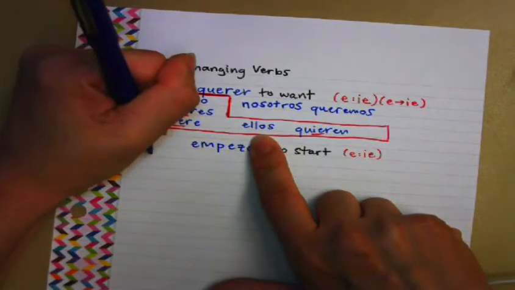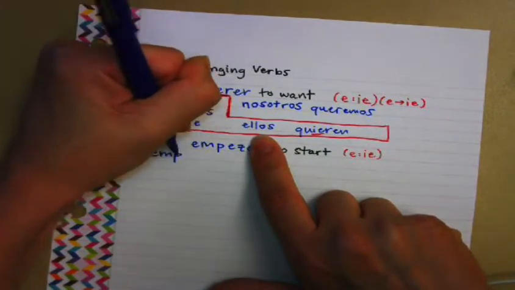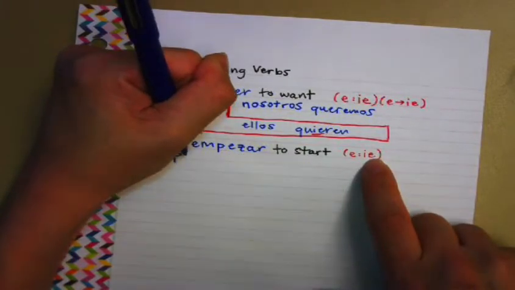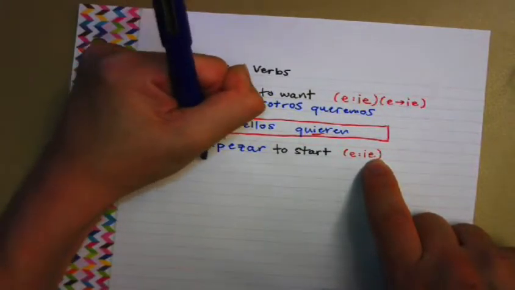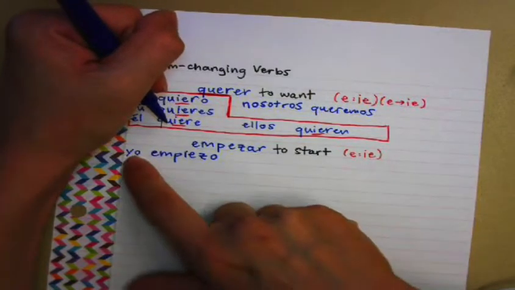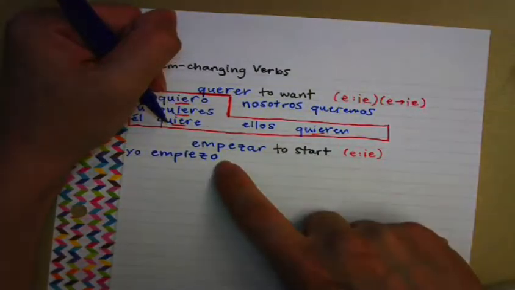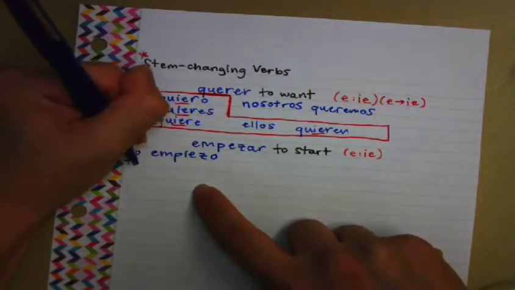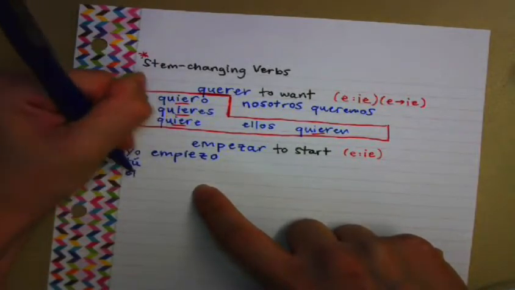So I'm going to begin by writing and then I get to the E and I know it's going to change. And so it goes from an E to an IE. Empiezo. So again, I'm going to keep the same ending that would go for the yo form of any AR verb. So the first conjugation is yo empiezo. While I go ahead and jot these down, you try and conjugate the rest of this verb on your own.